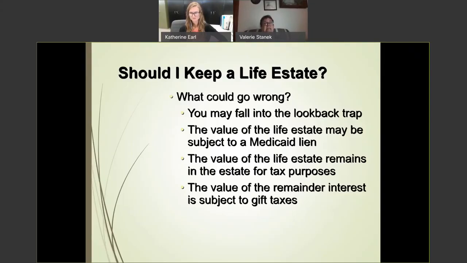The value of the life estate remains in the estate for tax purposes. So again, that little sliver, say $20,000 of a $200,000 home, could be subject to estate taxes if you have a very large estate. And the value of the remainder interest is subject to gift taxes. So if your life estate interest is $20,000 of your $200,000 house, the remainder interest that you transfer to your heirs is $180,000, right? So the value of that interest could be subject to gift taxes, again, if you have gifted away more than, at this point, $10 million.